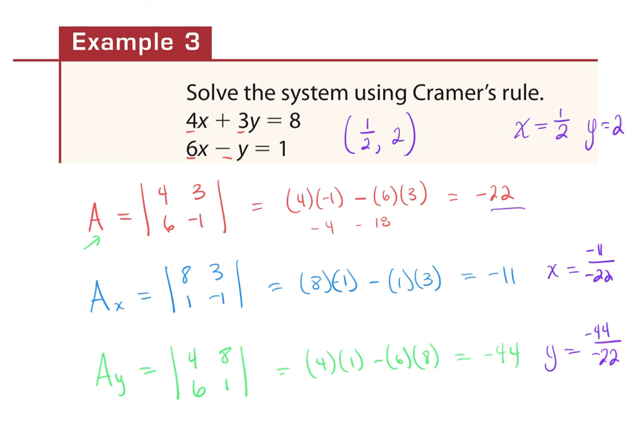You can also check these. You could plug in a 1/2 and a 2 and make sure that you got the right answers. So you could say, okay, 4 times 1/2 plus 3 times 2 equals 8. Yeah, 2 plus 6 equals 8. That's right. 6 times 1/2 minus 2 equals 1. Well, that's 3 minus 2 equals 1. Yes, 1/2 and 2 work for both of those equations.